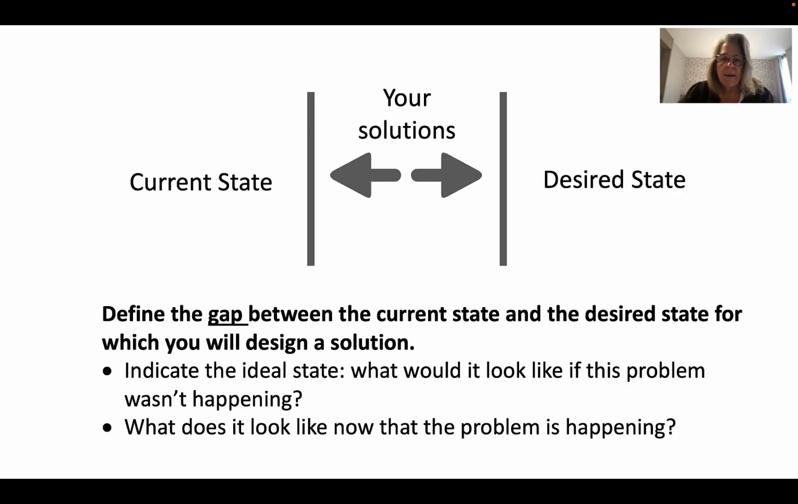So the gap is the main thing that you want to have in the problem statement, where you want to define the difference between the current state, what's happening right now, and the desired state in which you will design the solution to create. So you have to indicate what the ideal situation is. What would the problem like to solve? What would it be like after the problem is solved? And then what is happening with the problem right now?